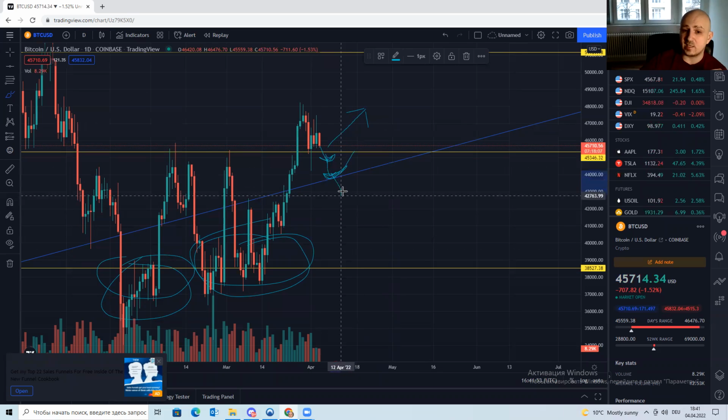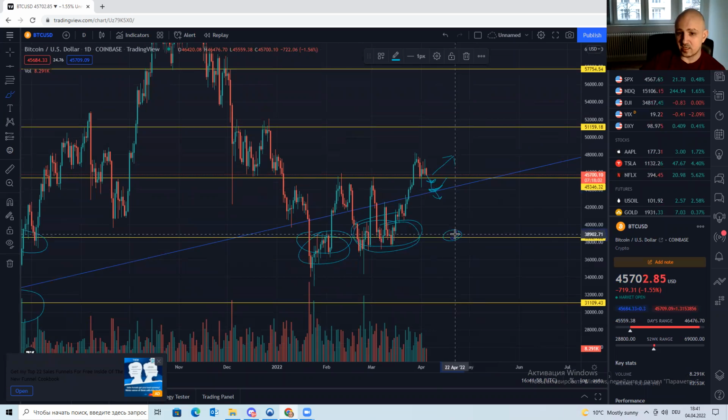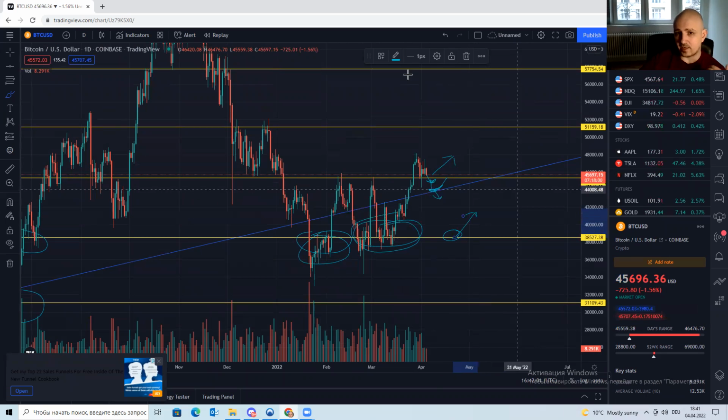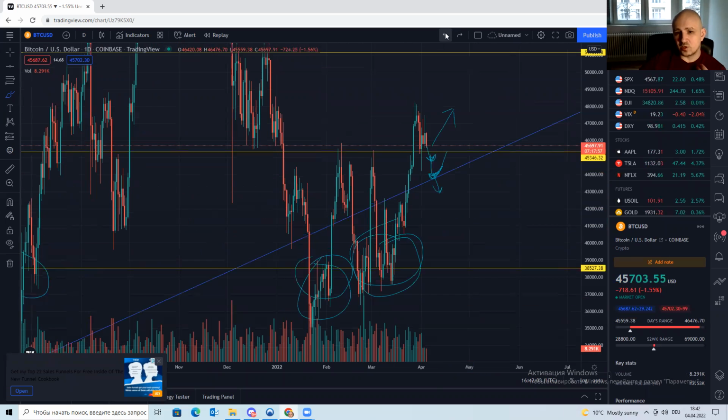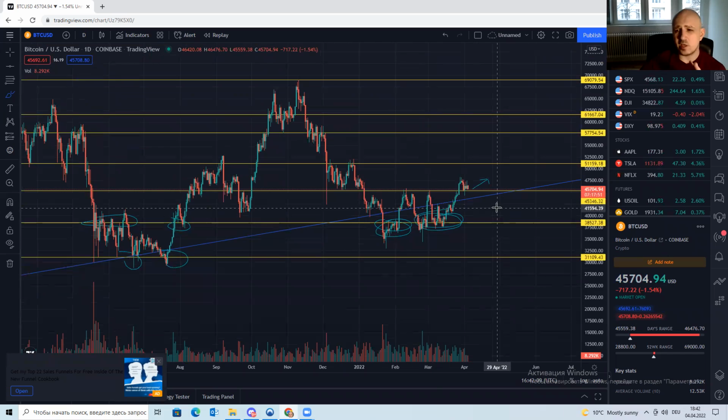Maybe it will even break down this line. Then it is a good idea to wait until price movement comes to this line here and then bounces back, right? That's how you make smarter decisions, in my opinion, right? But right now we are just on the daily.